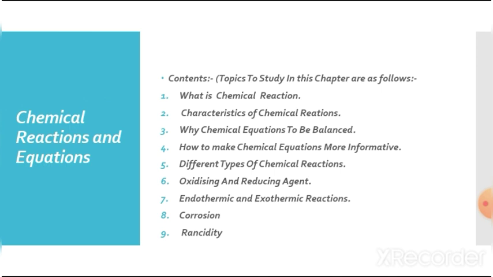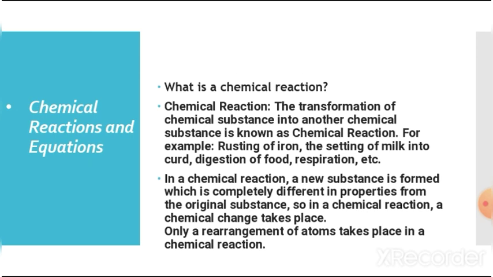First, we will see what is the content in the chapter and which topics we are going to study in this chapter are as follows. First, what is a chemical reaction? Characteristics of chemical reactions, why a chemical equation is to be balanced, how to make chemical equations more informative, different types of chemical reactions, oxidizing and reducing agents, endothermic and exothermic reactions, corrosion and rancidity. So friends, we will start from our first topic, which is what is a chemical reaction.